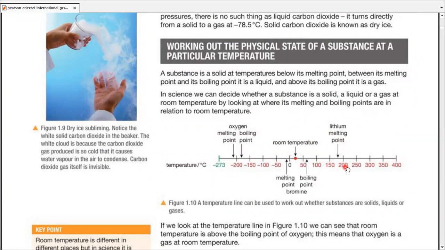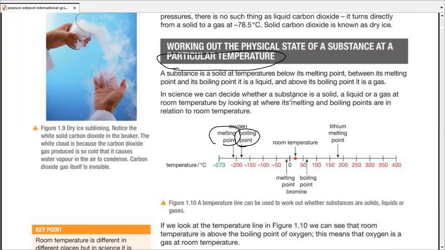This is what has been a part of past papers, mostly from this topic: working out the physical state of a substance at a particular temperature. Now remember, there would be 3 pieces of information for this kind of question. They're going to tell you the particular temperature, the melting point of the substance, and the boiling point of the substance. Then you can easily tell them the specific physical state at that temperature. Either it is a solid, or a liquid, or a gas.